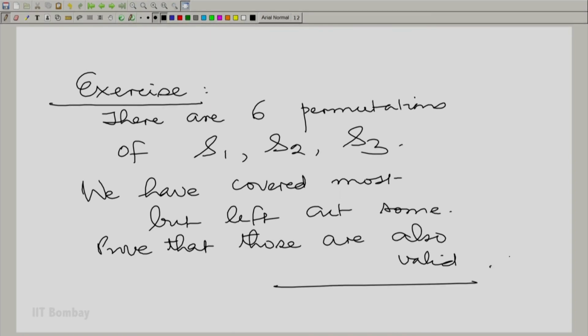And with this exercise, I leave you to understand further the consequences of commutativity and associativity.